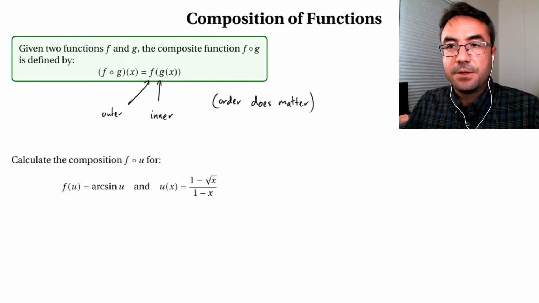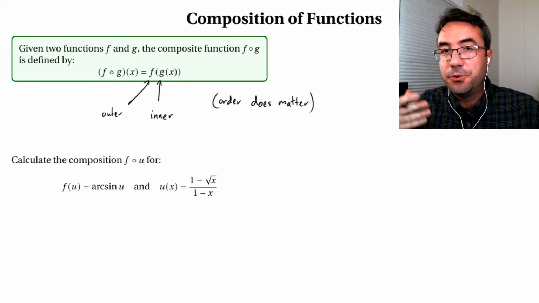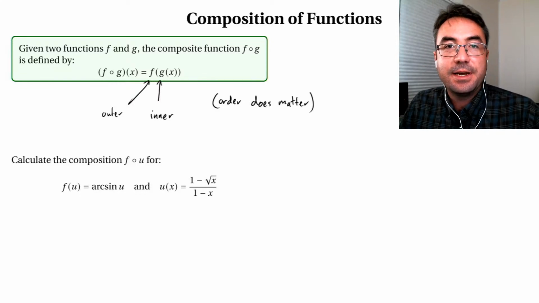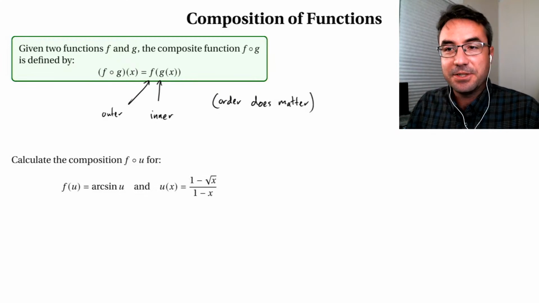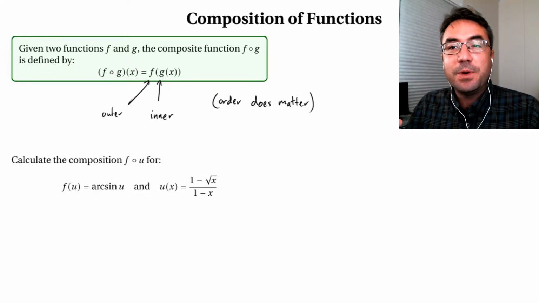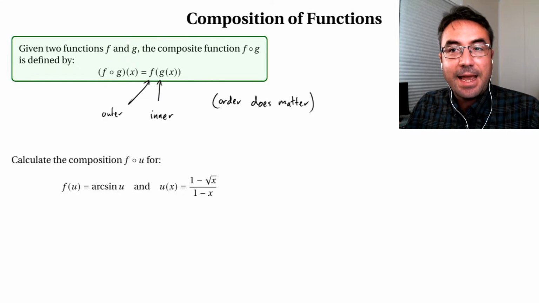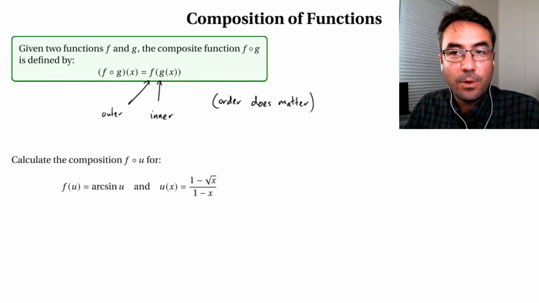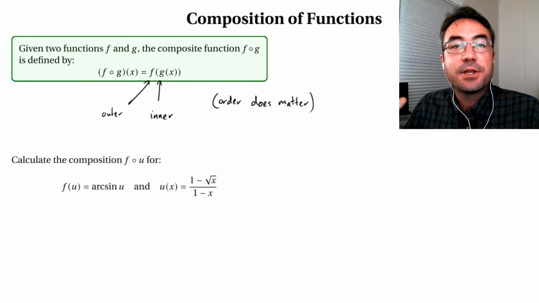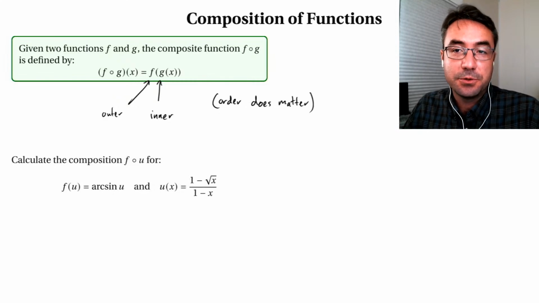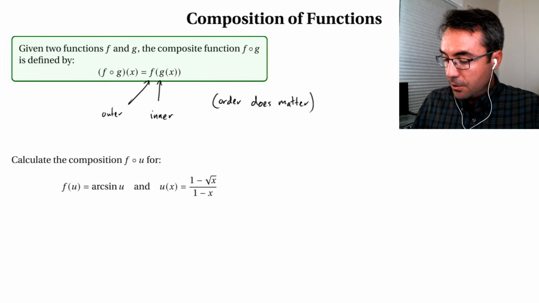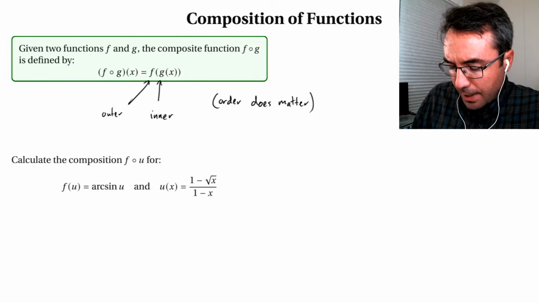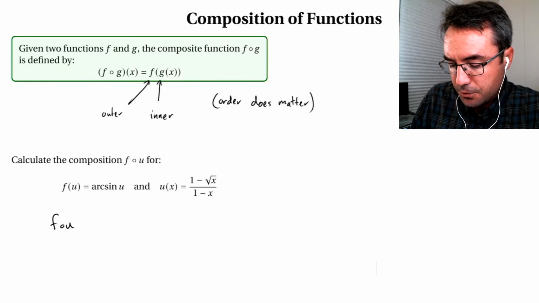All right. So let's see an example where we do the composition of two functions. Let's say we have the function f of u. Be careful how you say that. We have the function f of u equal to arc sine of u, and we have another function u of x equal to 1 minus the square root of x over 1 minus x. We're going to calculate the composite function f composed with u. Let's just write out what the definition is.